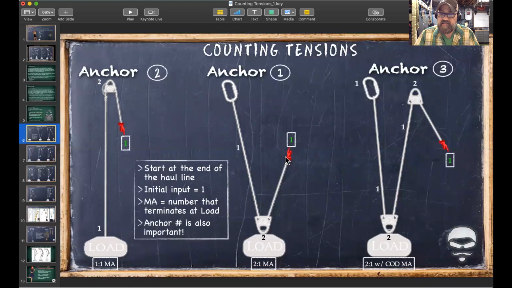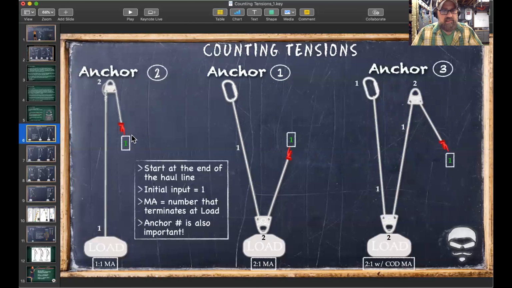When we look at this example, right, I start pulling on my haul line, so I'm going to be pulling up to lift this load up. So as that 1 tension goes down, if 1 goes in, 1 comes out of that pulley, and 2 is left at the apex. Obviously, it's upside down. So 2 is left there. That 1 comes all the way back up and terminates at my anchor. So I only have 1 tension at my anchor, but I have 2 at my load, which means I have a 2-to-1 mechanical advantage.